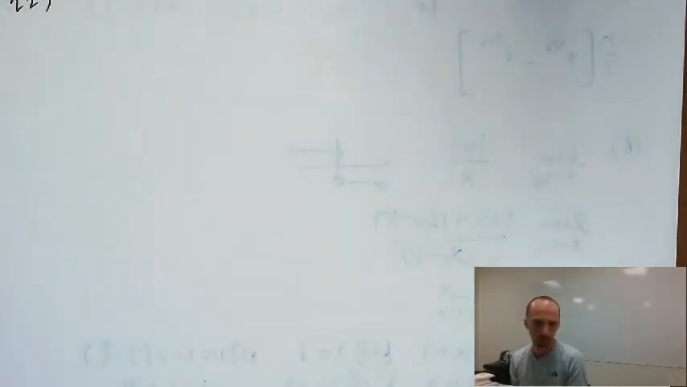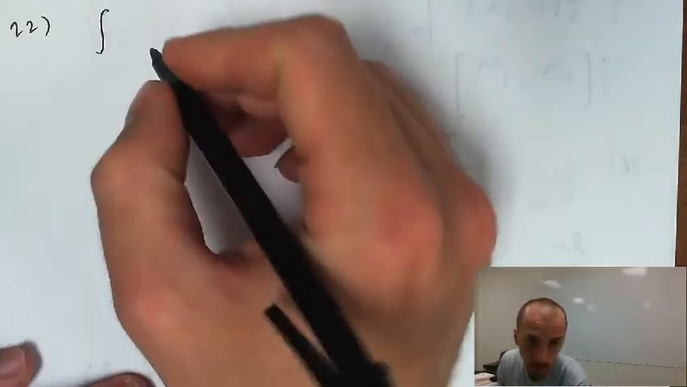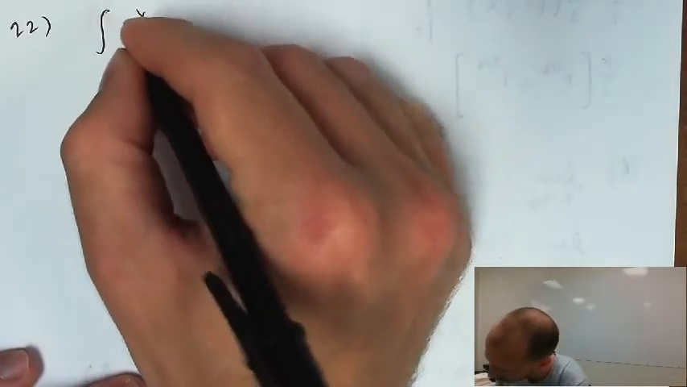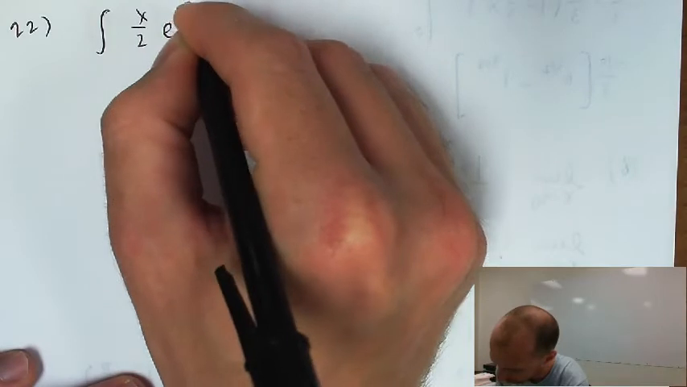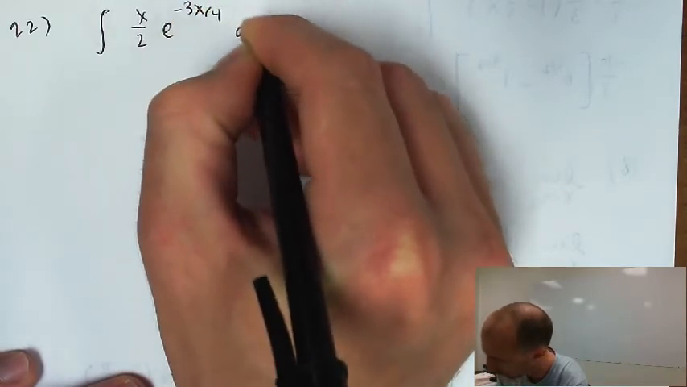Pardon me, that was number 21. 22 is the integration by parts. Okay, and this one I actually really liked because there was kind of a nice quick stopping off point. So x divided by 2 e to the negative 3x over 4 dx.